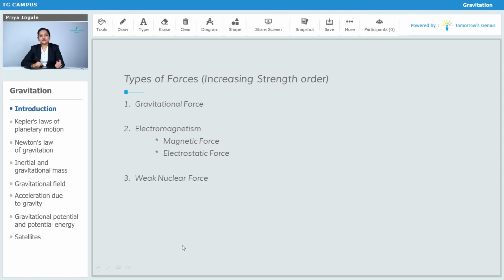Then we have the weak nuclear force. Now this force exists in the nucleus of the atom, and the same for the strong nuclear force. Again, this force is something about the nucleus in an atom. So these are the types of forces.